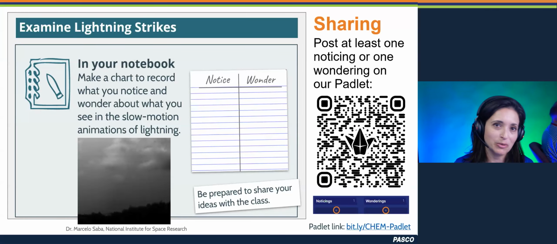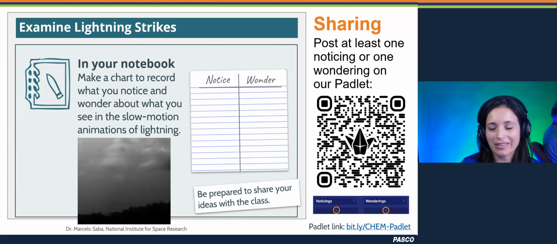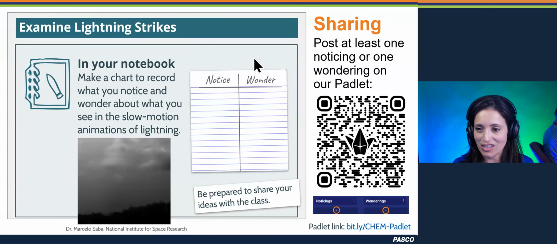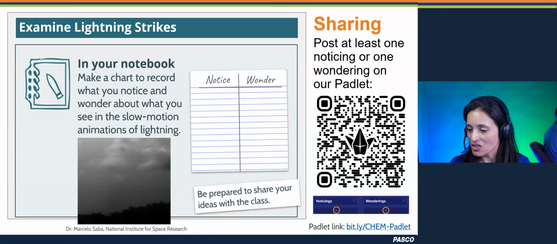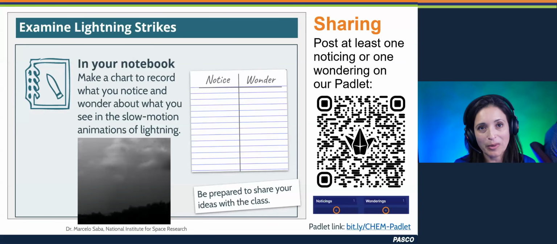We just studied in C1 all about matter, and we have some prior knowledge, and now we're starting to think of that knowledge in a different context. And why didn't all the branches reach the ground? Okay. Does lightning always start in a cloud and travel to the ground? Does it ever go the other way?